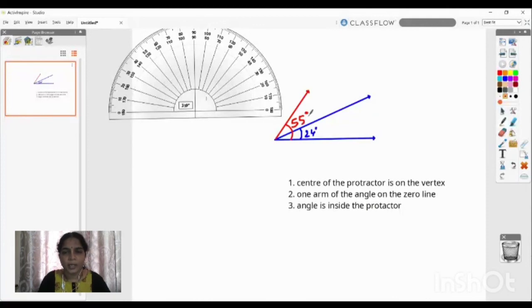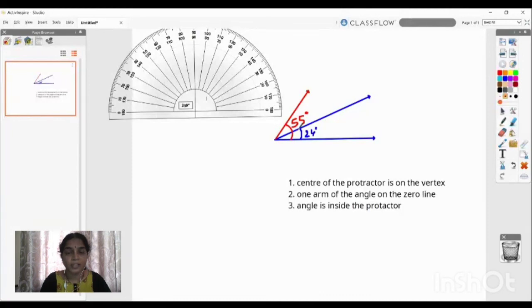Now, did you understand? The red ray is shorter in length, but the angle it forms with the bottom blue line is 55 degree. 55 degree is greater. Now, the other blue line is longer than the red line, yet the angle it is forming with the bottom line is just 24 degree. So, I hope you understood that it is not the length of the arm that decides whether the angle is more. It is how much it has turned. Right? I hope you understood.